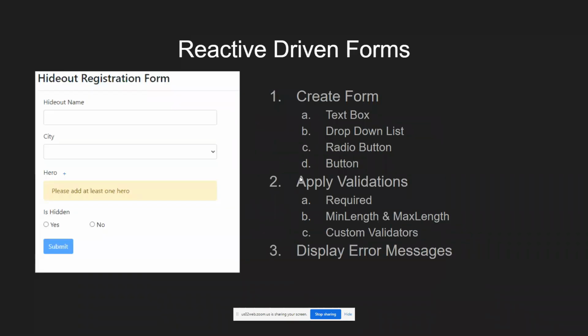Today we're going to create a hideout registration form the reactive way. Here we have a hideout name, which is an input field, and city is a drop-down list. Hero here is a bit special, as we will be using a form array. I'll cover this a bit later. For now we will focus on everything except hero. And we have a radio button and a button. We will do similar things here.